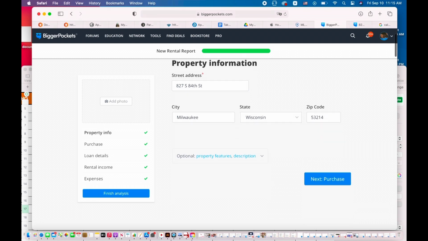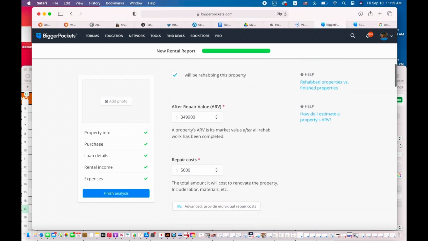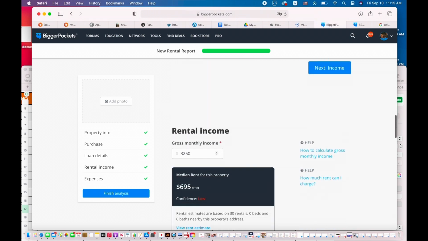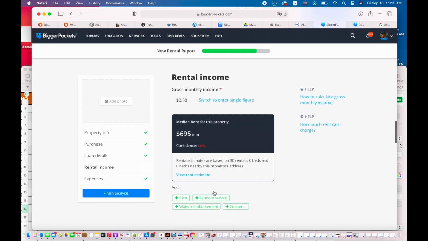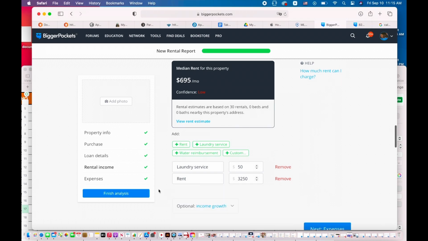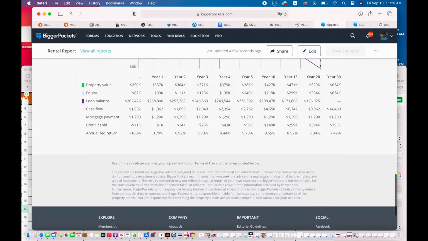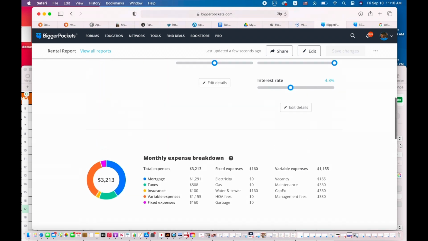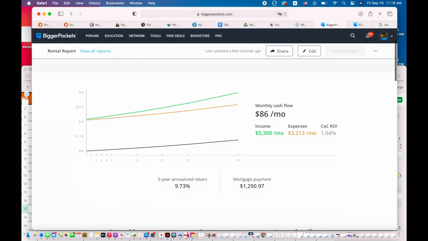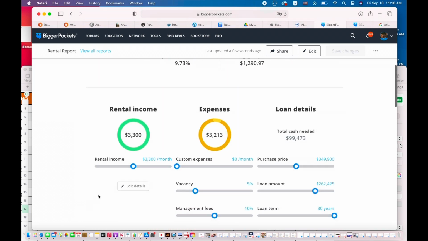And then once I see that all my information is filled out and it looks all good, I can essentially finish my analysis and then see the returns on this puppy. Now, I had to play around with the income a little bit, which you'll see in a second. Basically, on the BiggerPockets calculator, you can separate the rent. I just said for laundry, I was going to get $50 a month. I've honestly never had experience with coin-operated machines, so I don't know. But yeah, the return, 1.04. That's definitely not what me and Ben are really looking for.